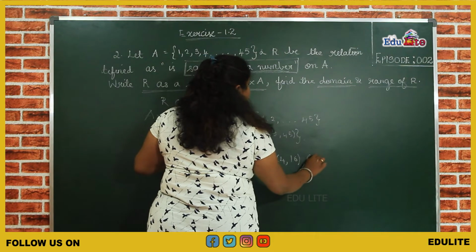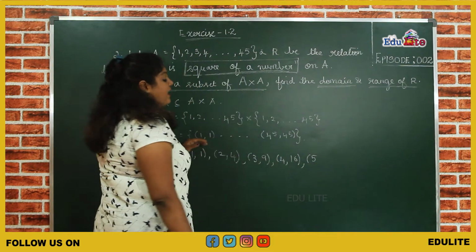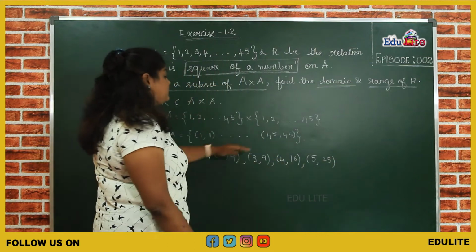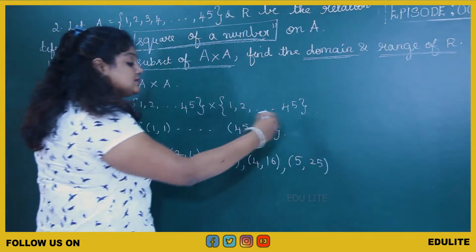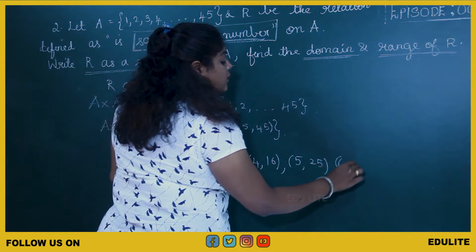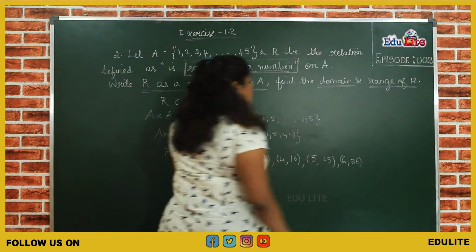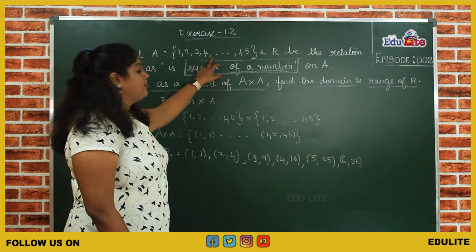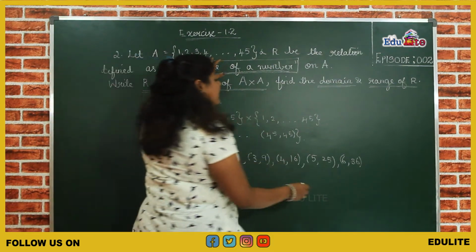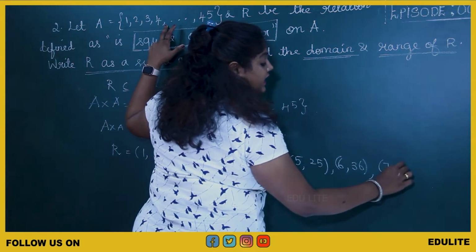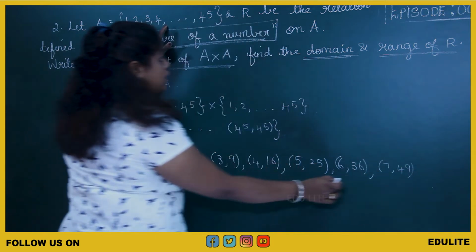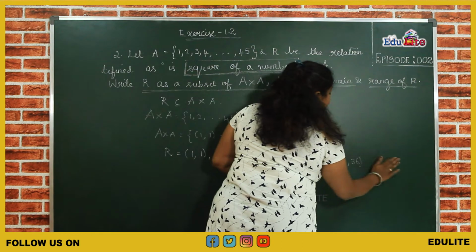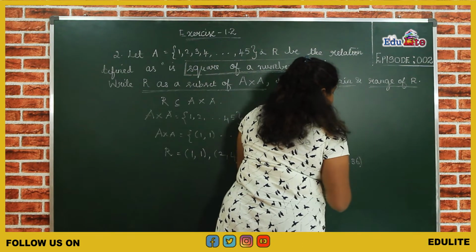Next number from A is 5, and 5 square will be 25, which is a subset of A cross A. Next number will be 6. 6 square is 36, which will also be a subset of A cross A. If I take the next number 7 from the set A, we will get 7, 49, which is not possible because A ends at 45. So we have to stop at 6, 36.